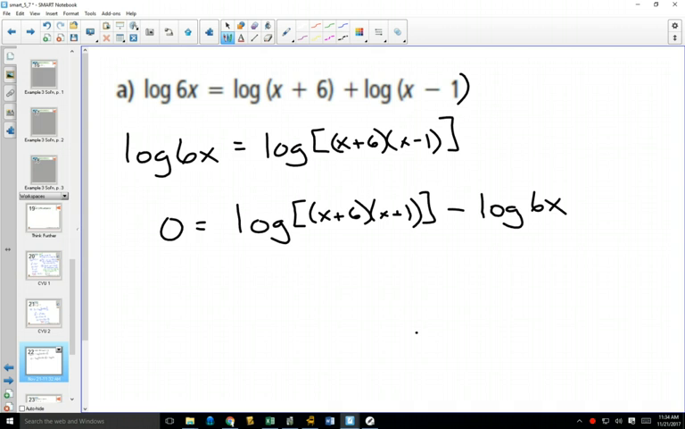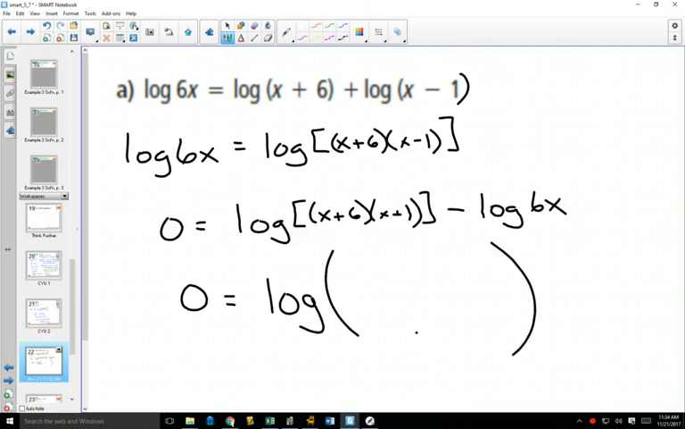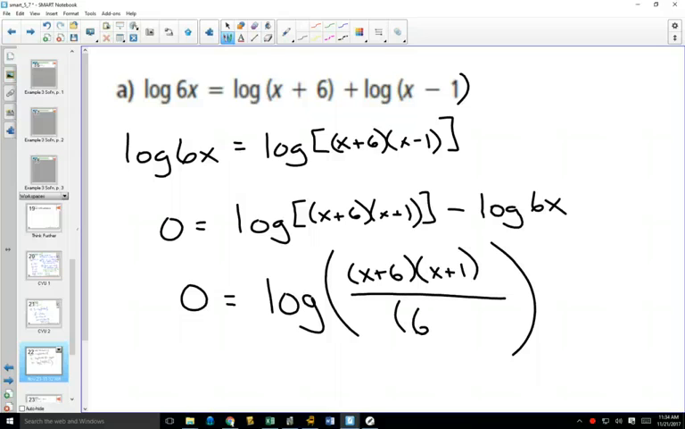I still don't have a single log, but now I have a log minus a log. Can I simplify that? You can use a log law to say when you subtract, you divide inside of your logarithm. I guess I don't need brackets on the bottom. Just have 6x. And now we have a single logarithm.